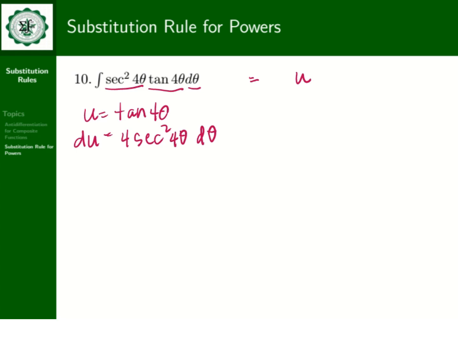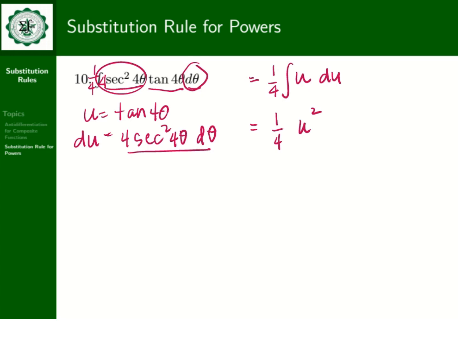For the substitution rule to work, we need to have a 4 inside our integration symbol. So we need to put 4 here and then correct that by putting 1 over 4 outside. So this becomes 1 over 4. We now have u times 4 secant squared 4 theta d theta altogether, which will become du. And so the integral will be 1 over 4 times u squared over 2 plus c. And this is the same as 1 over 8. We replace u by tangent of 4 theta raised to 2 plus c.